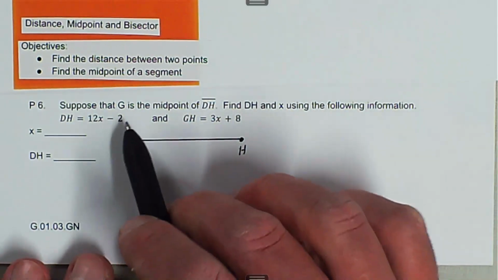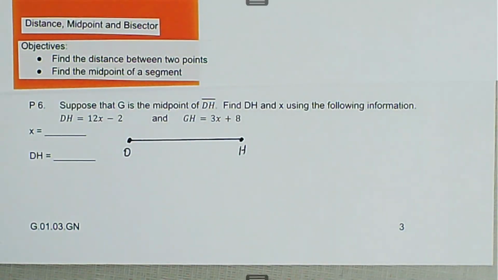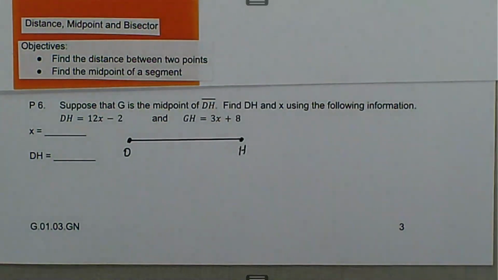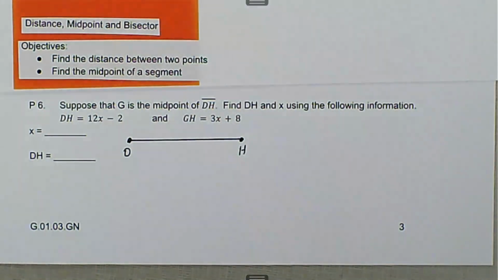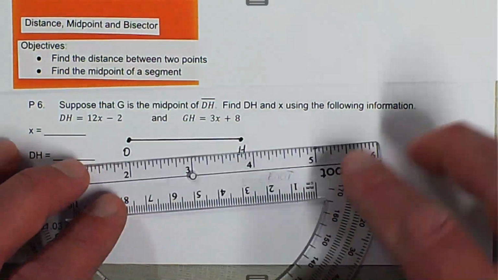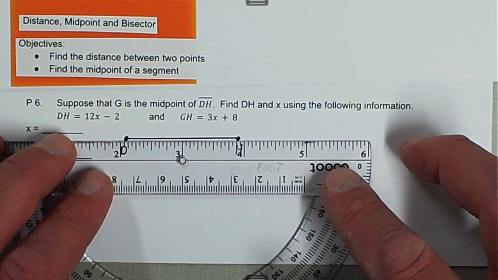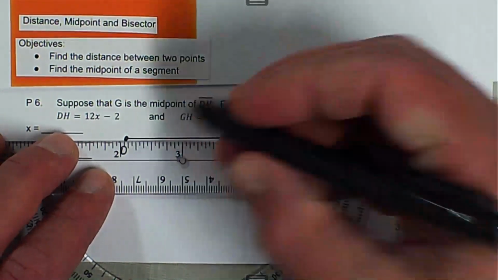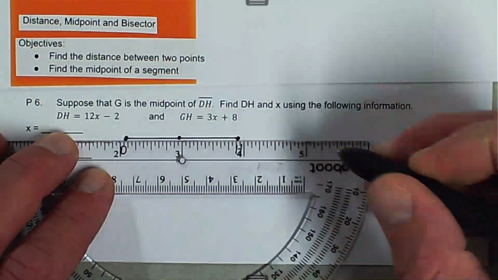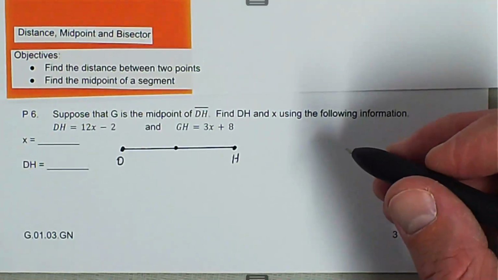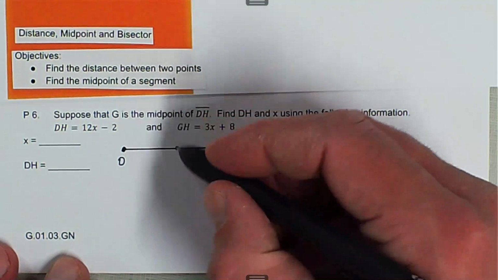Now, it says that G is the midpoint. It doesn't have to be exact because this is a sketch, but I'm going to try to make it as close as possible to the middle. So I want to use a ruler. Probably should have used a ruler at the beginning. It would have made it easier. And I just want to get that midpoint right there. So the midpoint is G.